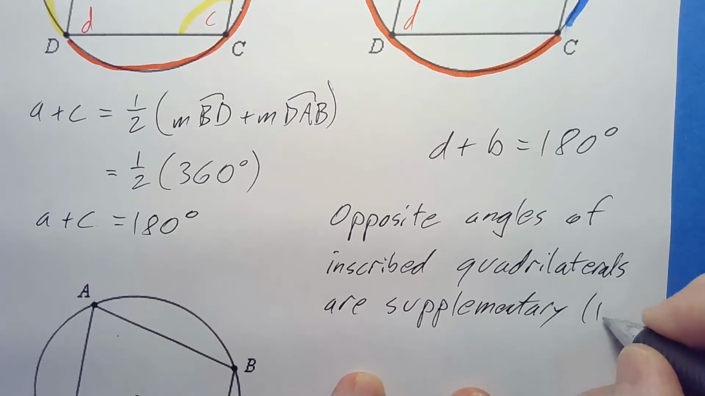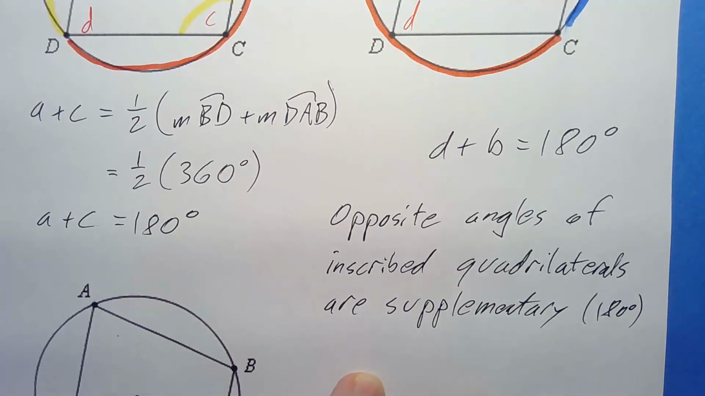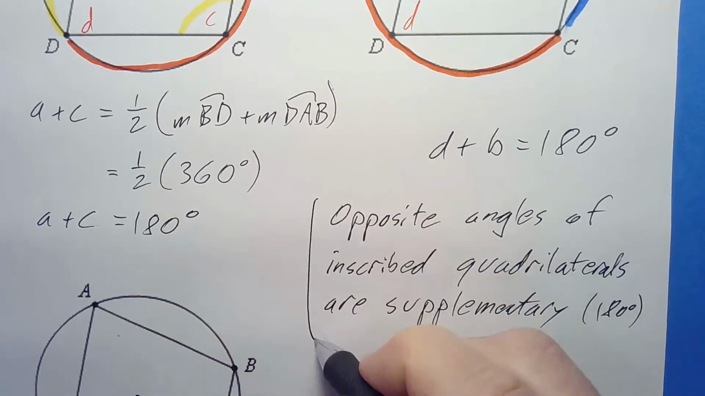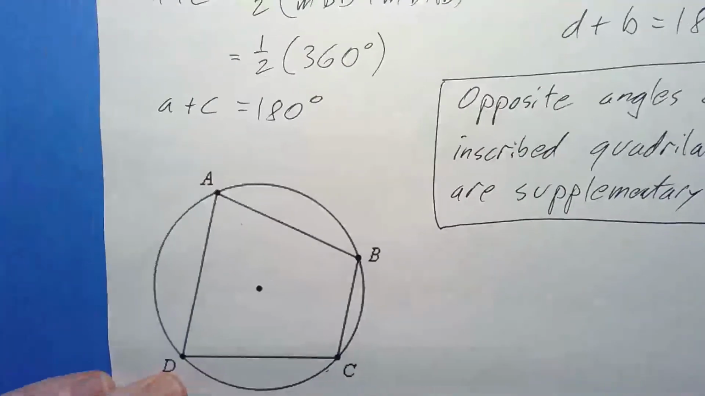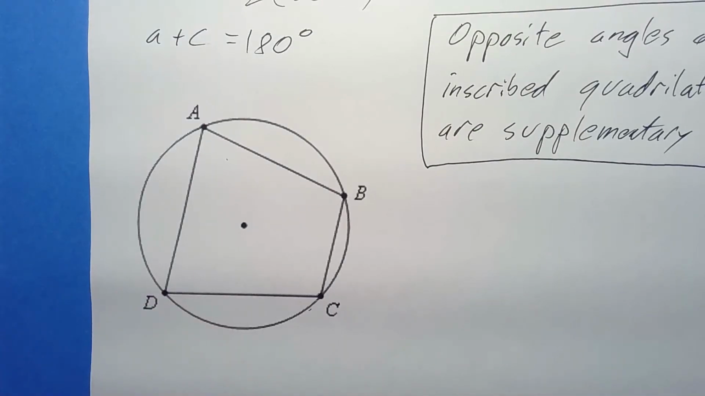Those add up to 180 degrees, right? So this is an important theorem that comes in handy. And again, let's just convince ourselves for a second. This is only if it's inscribed in a circle. So this is the same one we got here a second ago.